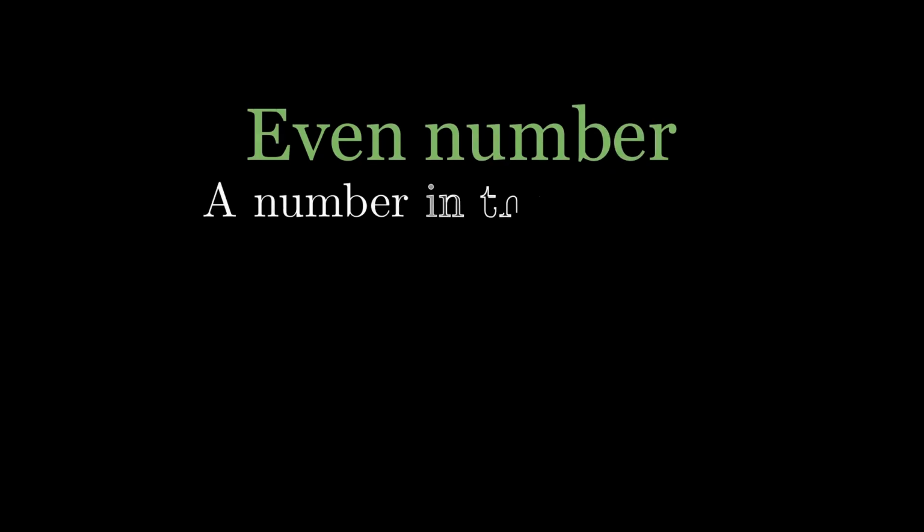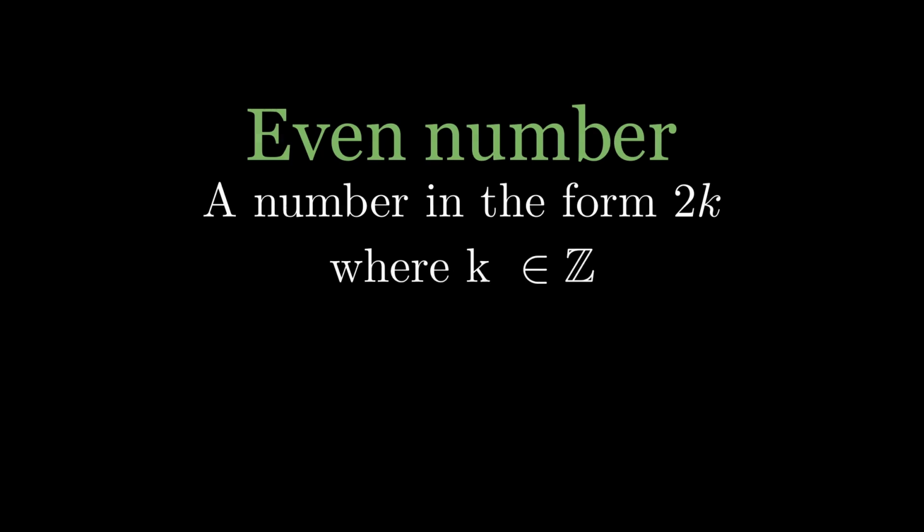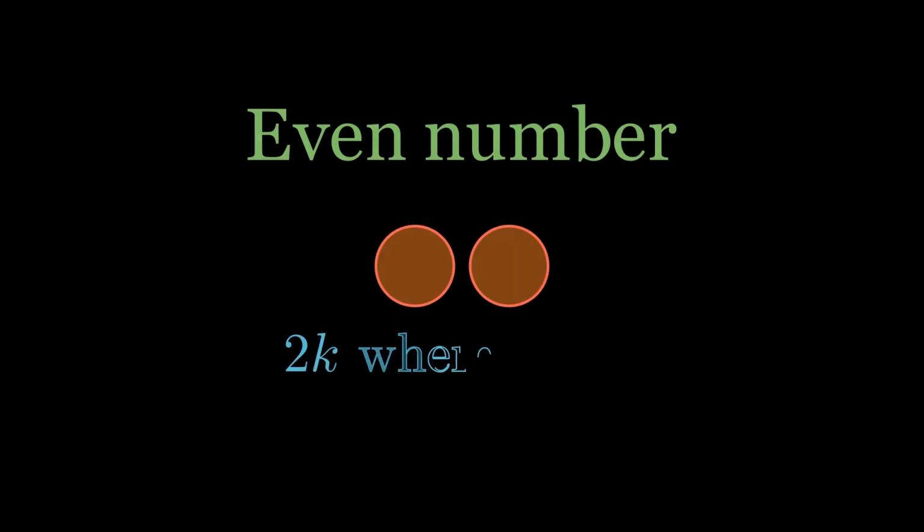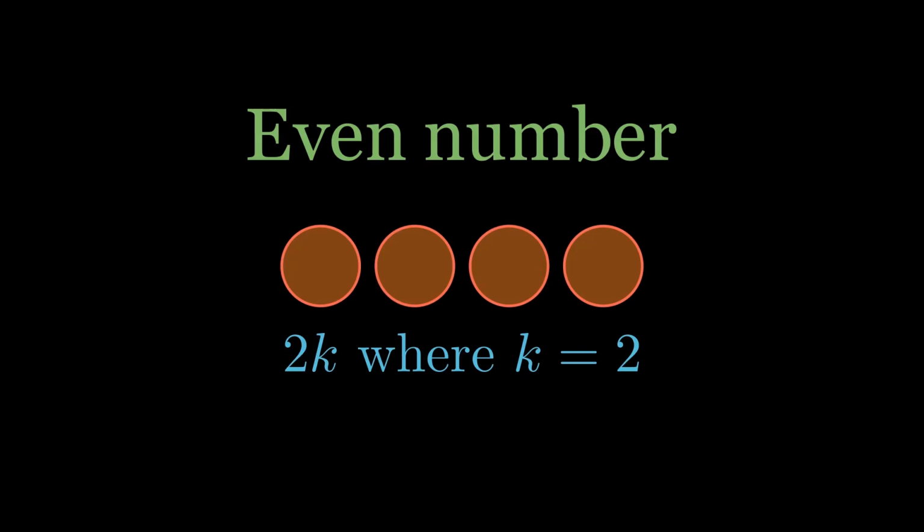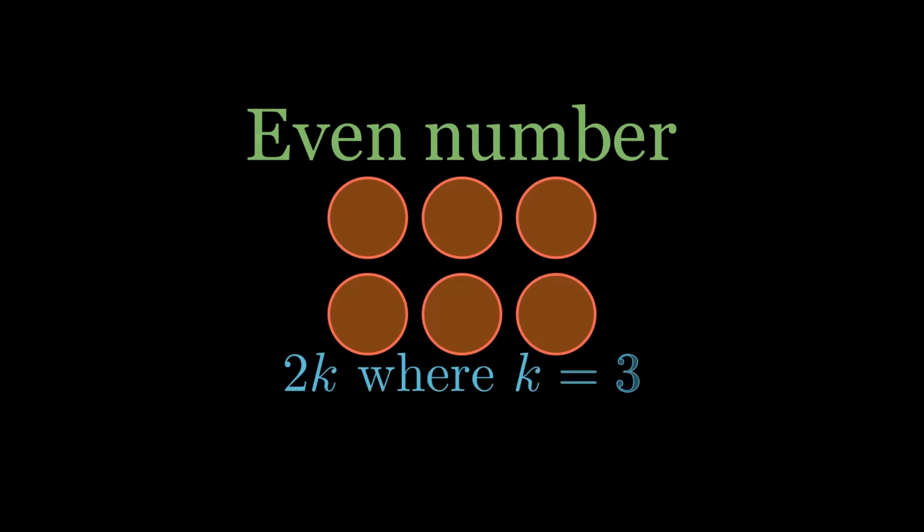Our first definition for this proof will be an even number. An even number is a number in the form of 2 times k, where k is an integer. Some examples could be 2, 4, 6, 8, and it goes on and on forever. To make it clear, let's use some visuals. 2k, where k is equal to 1, so that number is 2. How about if k is equal to, say, 2? Well, we get 4. And finally, let's try k is equal to 3. We get 6. So I hope we all agree upon what an even number is.